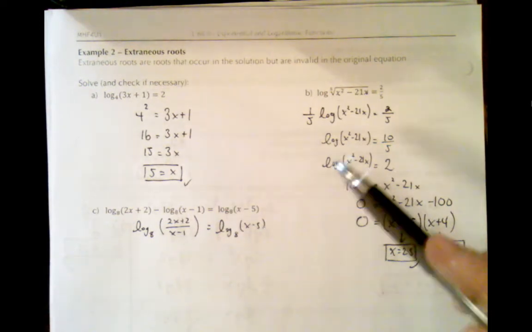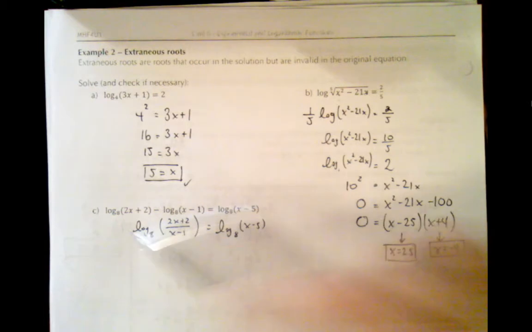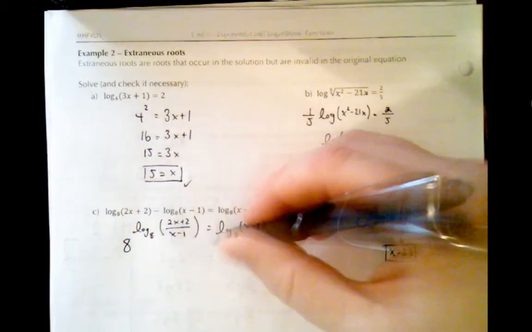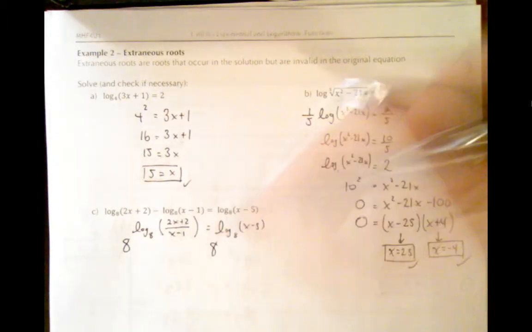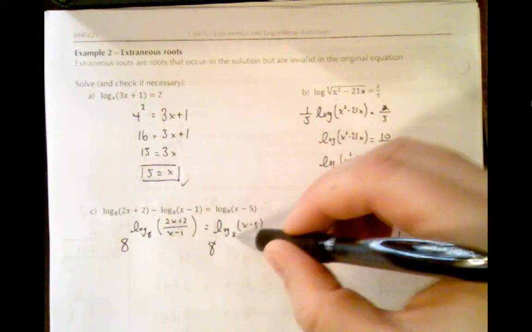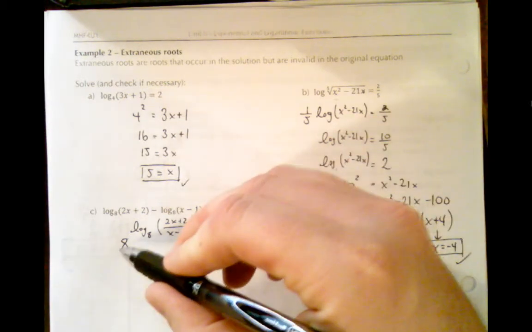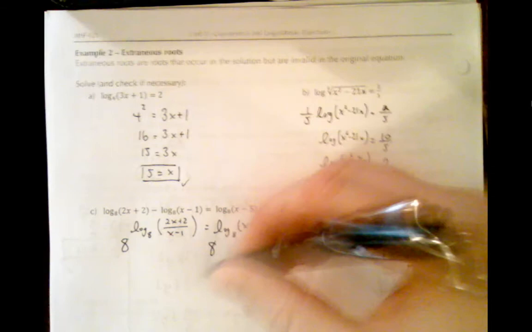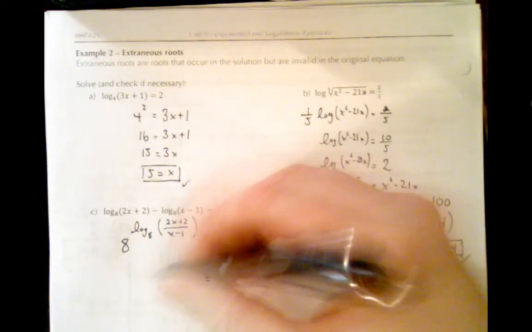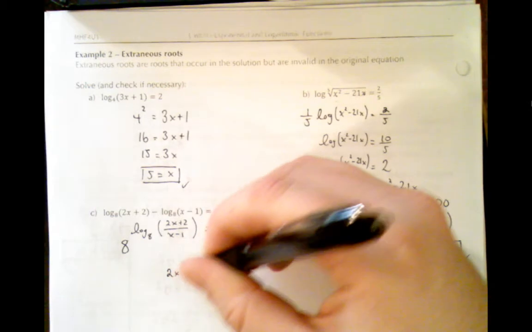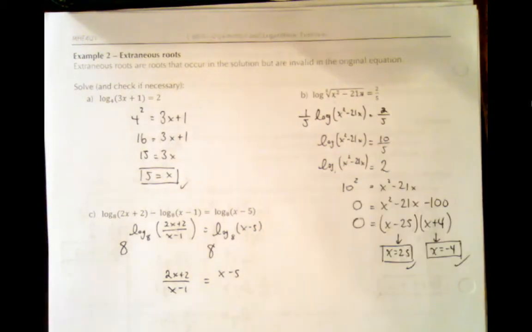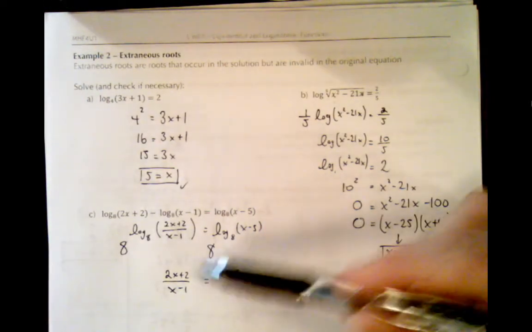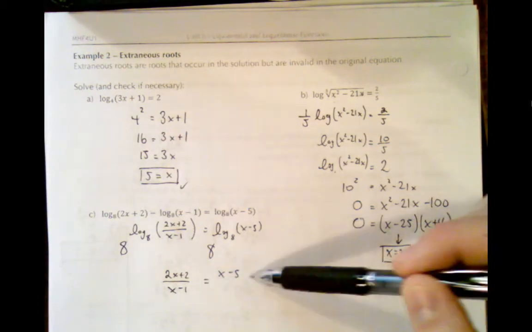The reason we can do that is if we were to turn each side into a power with a base of 8, so 8 to the exponent log of 2x plus 2 divided by x minus 1 base 8 equal to 8 to the exponent log of x minus 5 base 8. The bases are the same in the power and the log, which undoes both and leaves us just with the argument. So we have 2x plus 2 over x minus 1 and x minus 5. And now we have a rational equal to a linear function.